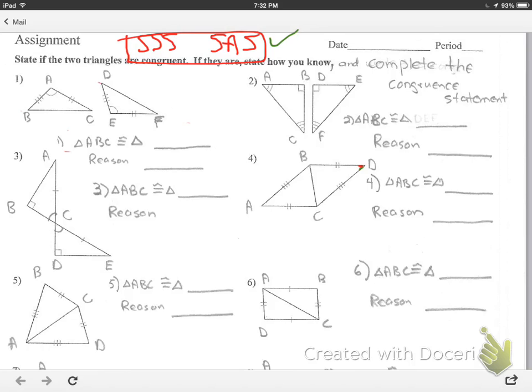If you weren't here, you may want to read the sections on side-side-side and side-angle-side in Chapter 4.